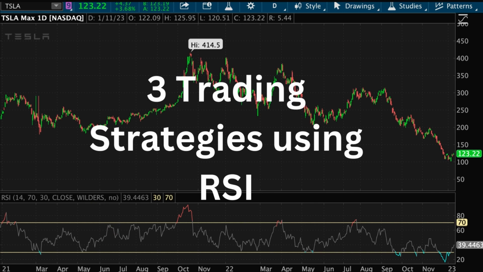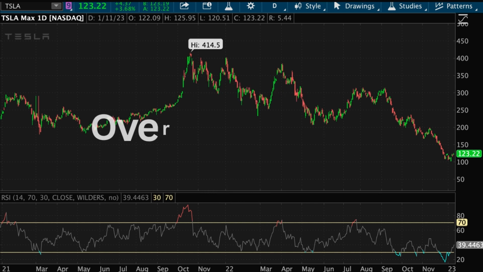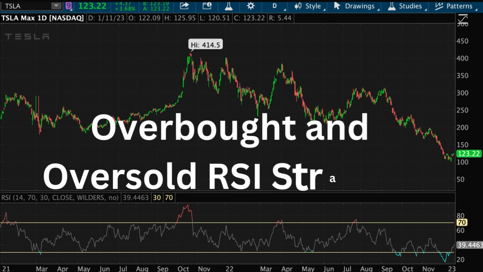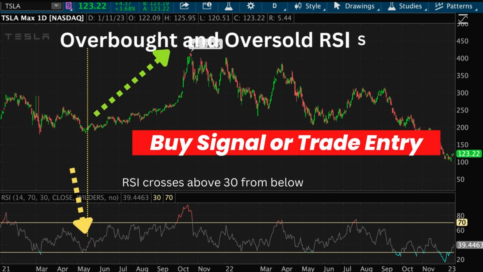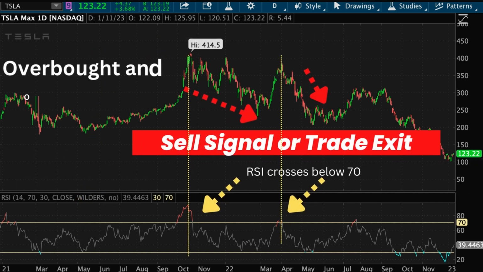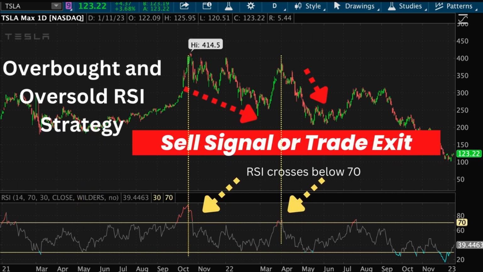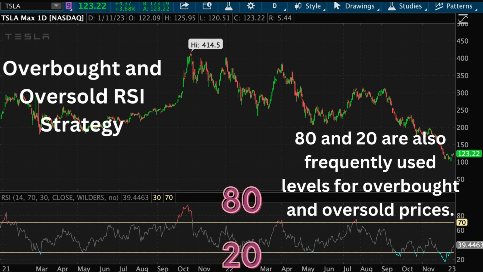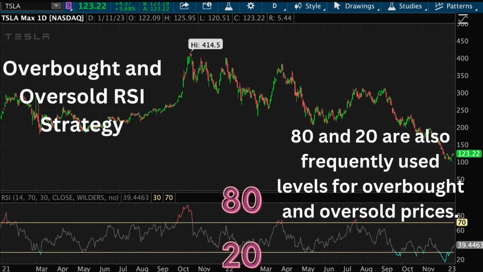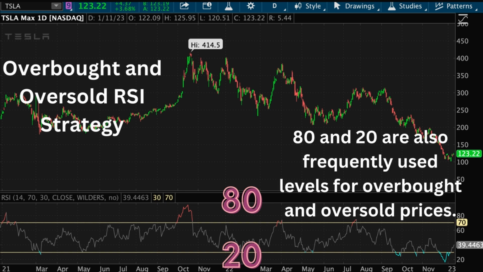3 simple trading strategies using the RSI indicator. Overbought and oversold RSI strategy. When the RSI moves above the horizontal 30 reference level, it is a bullish sign. When RSI slides below the horizontal 70 reference level, it is a bearish sign. Since some assets are more volatile and move quicker than others, the values of 80 and 20 are also frequently used levels for overbought and oversold prices.